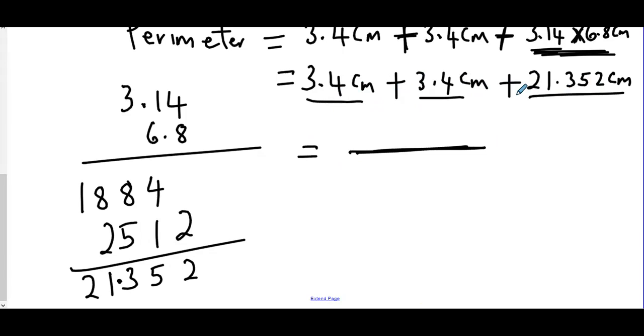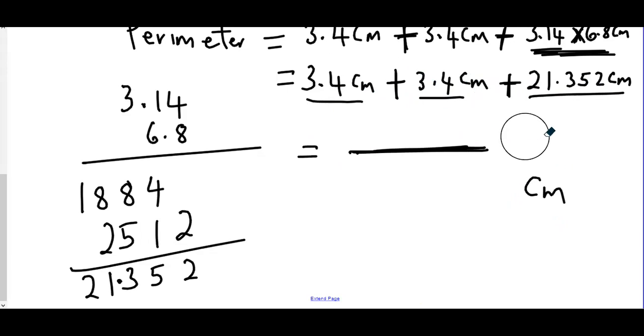And then after adding all this, the answer will be, can you tell me, is the answer going to be centimeter square or centimeter? Pause this video and reply to that, and then play the video to see if your answer was correct.